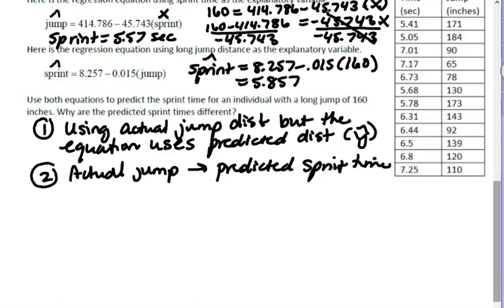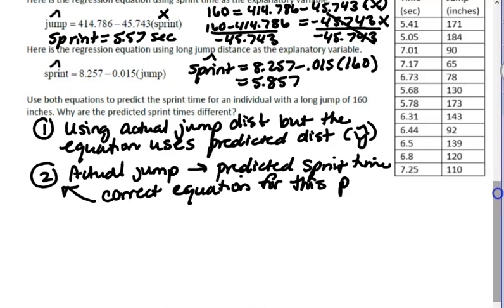So we can't go back and forth. You actually have to use completely different equations. If I wanted to use jump time to predict sprint, I would have to use number two. So number two is the correct equation for this problem. If I'm starting with jump distance and I want to predict time, I would have to use this equation. I could not use the original equation to do that.